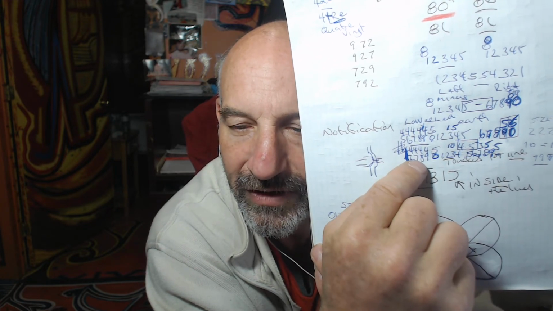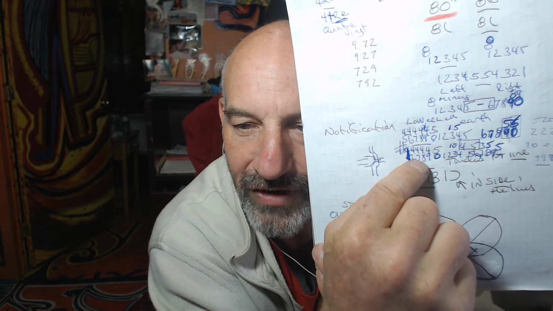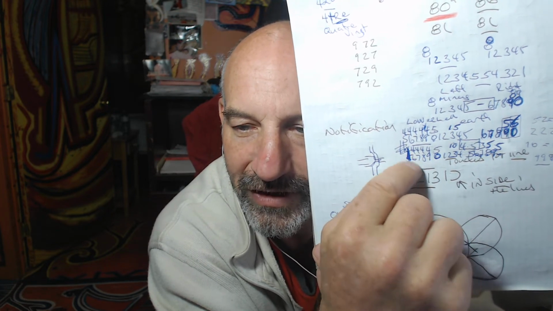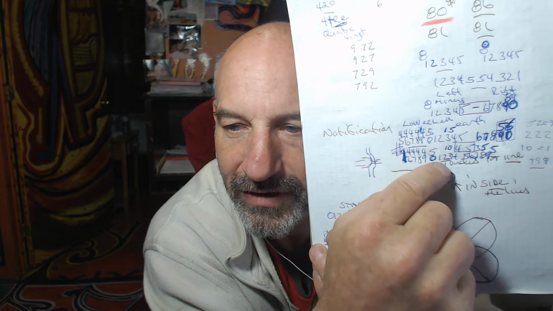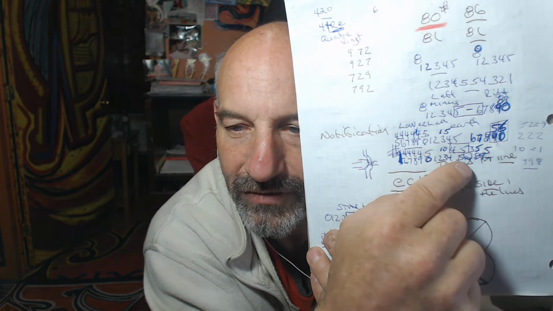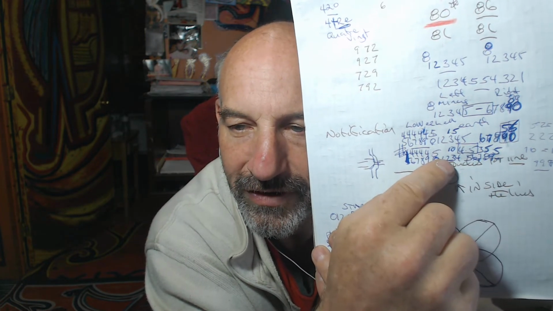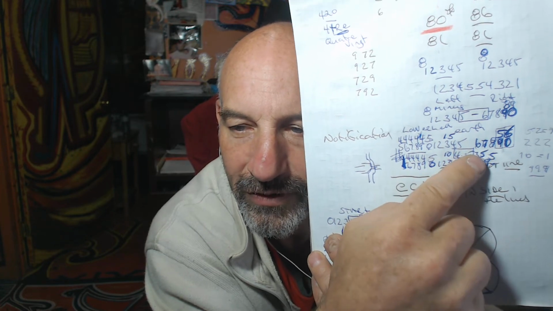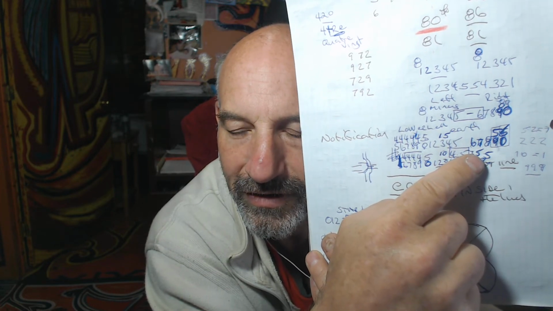9 and 7 would be 16. 1 and 6 would be 7. So we have 6, 7, 8. So in the deck of cards, it shows me this one over here. This one tells me foxhole in the sun. This one tells me the 10 world. This one tells me electric company in the moon.